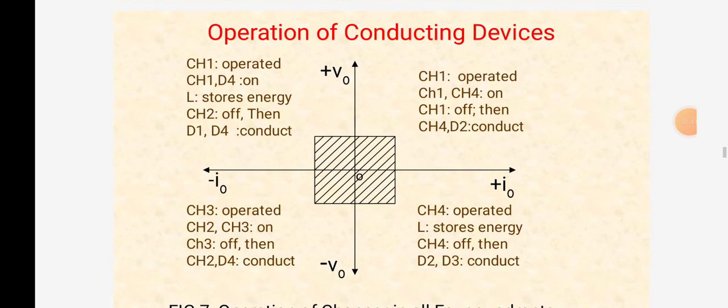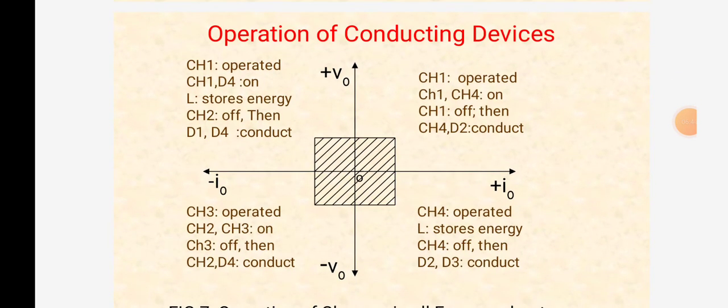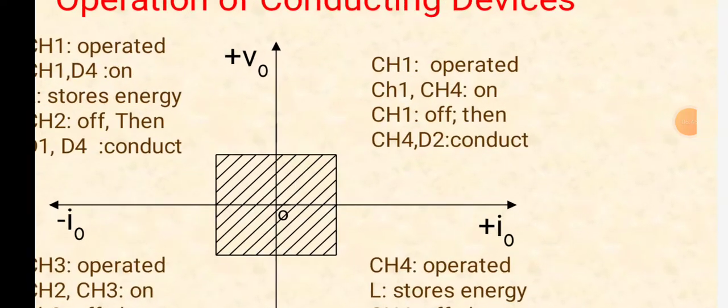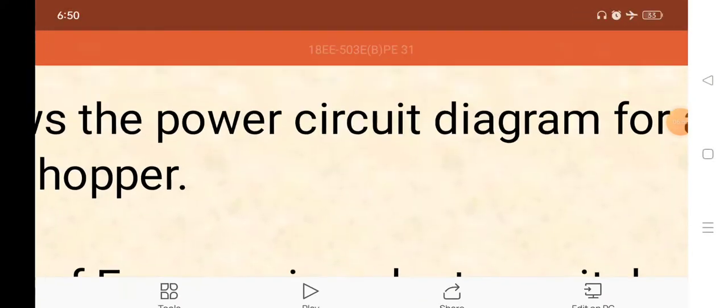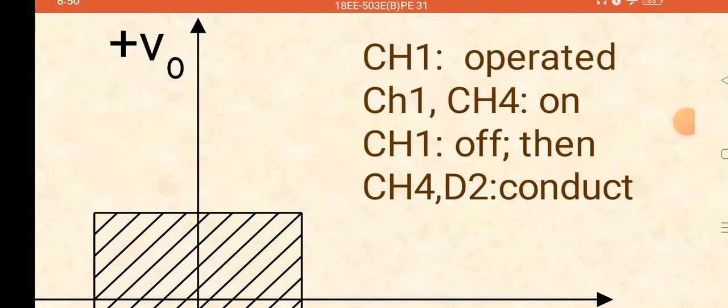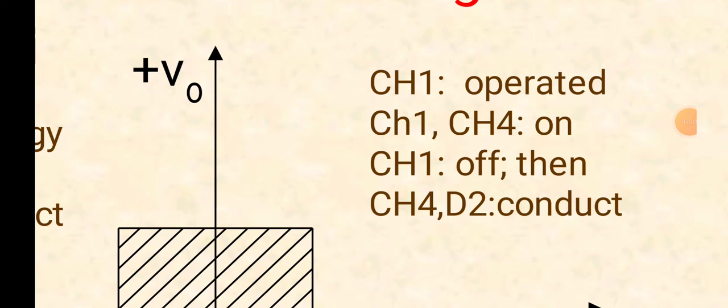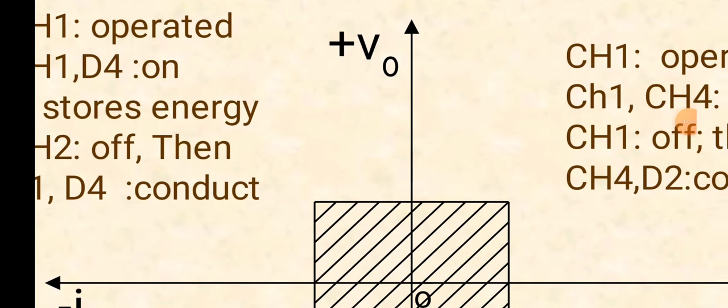This is the operation of conducting devices. In first quadrant for this figure, the thyristor CH1 is operated, CH1 and CH4 are on, meaning chopper 1 and chopper 4 are on. When CH1 is off, then CH4 and D2 will conduct.